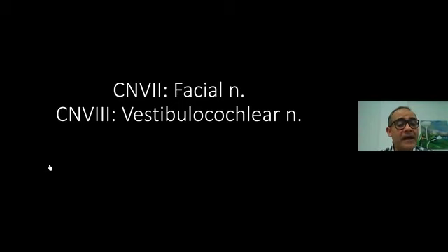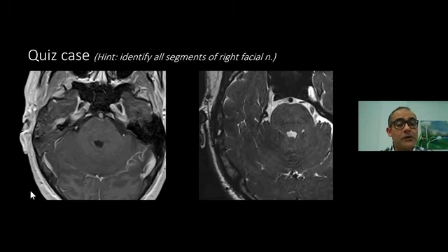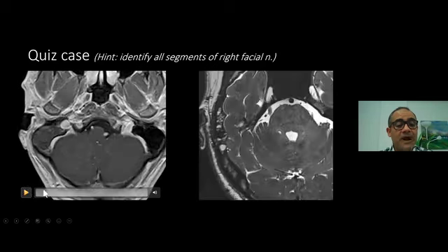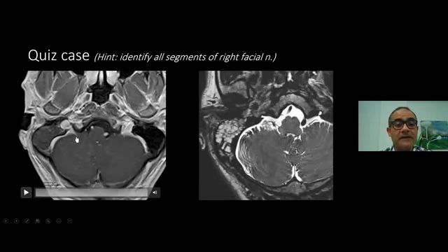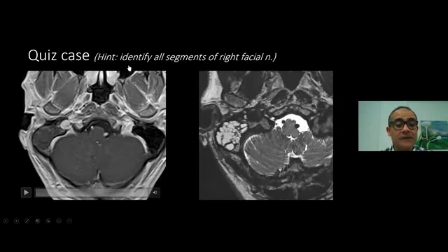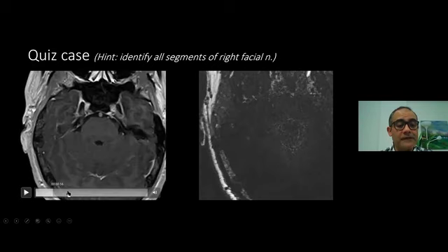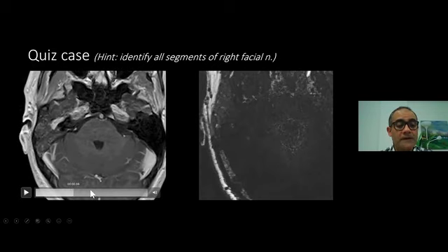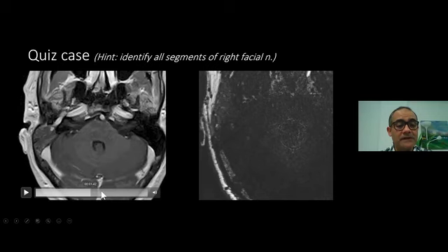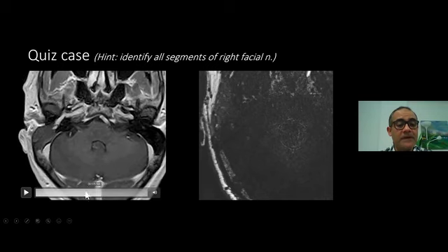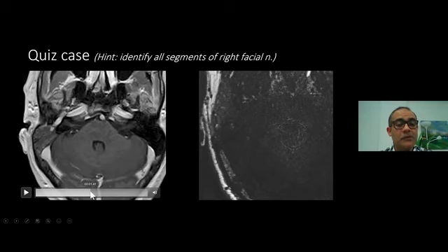Here I have a case, a quiz case, and I'm not going to ask you about the diagnosis, but I will ask you about this. The hint is to try to identify all the segments of the facial nerve that you know. I will scroll through the images. So this is important here. I will stop here. Okay, I will show you this one. So you can see parts of the facial nerve.